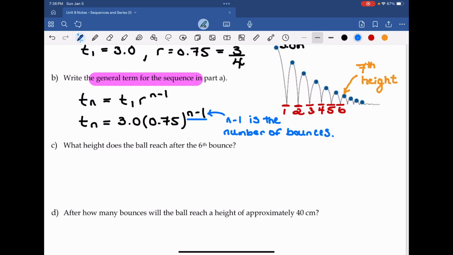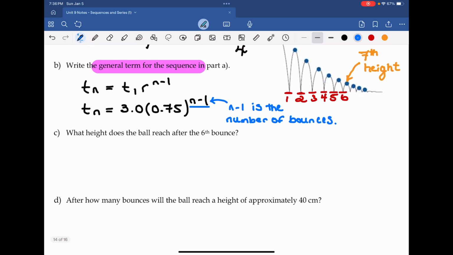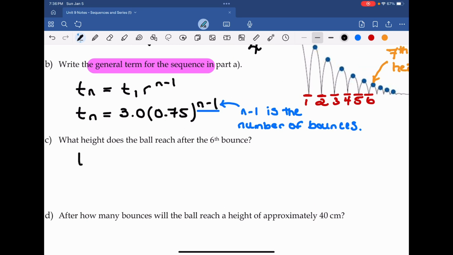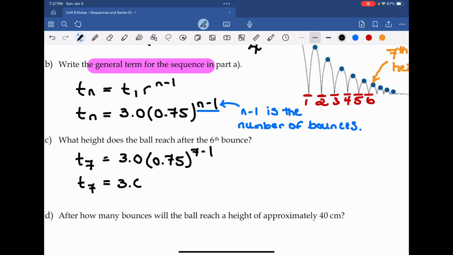And here's how that helps us directly in the next part. What height does the ball reach after the 6th bounce? Now, I want you to resort back to the diagram here as we build the formula. So we're going to say the height at the 6th bounce, which is T6, is equal to, sorry, no, T7, I should have T7 here. So the 7th position is equal to 3.0 times 0.75 to the power of 7 minus 1. Now, when we write this, T7 is equal to 3.0 times 0.75 to the power of 6. Here's why we had to do that in the following way.